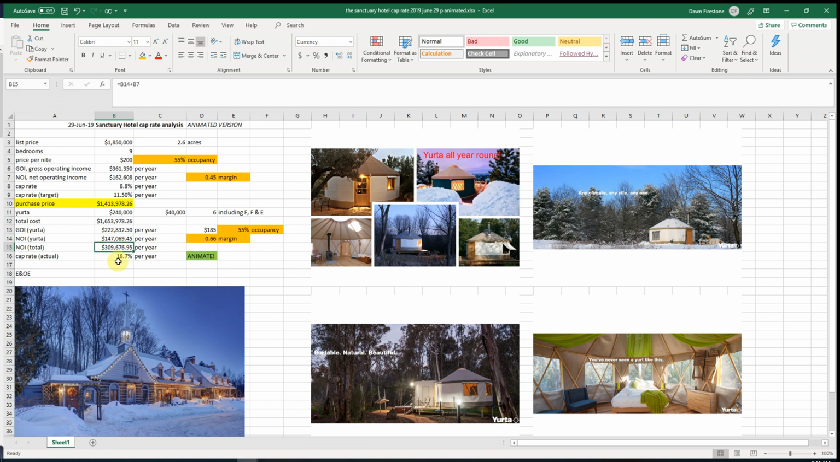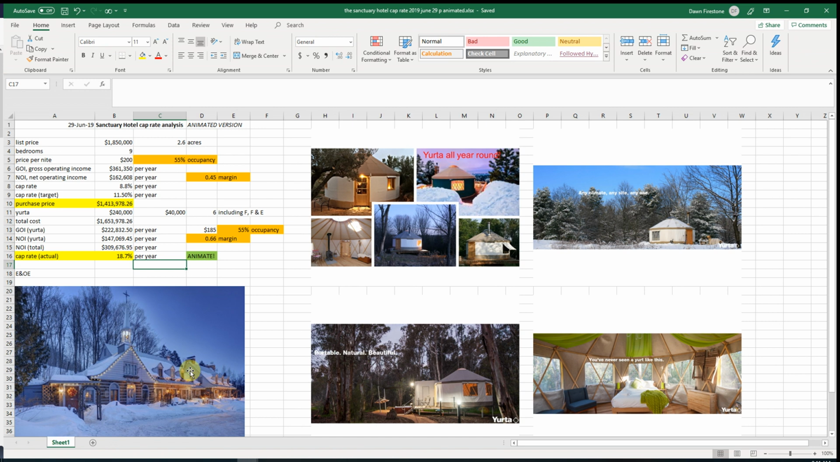So the total net operating income is simply the income that you get from these yurts and the income you got from the boutique hotel. So it's now $309,000, almost $310,000 per year, and your cap rate has gone up incredibly to, what is it here? It's 18, almost 19% per year, which is truly phenomenal, right? That is fantastic.